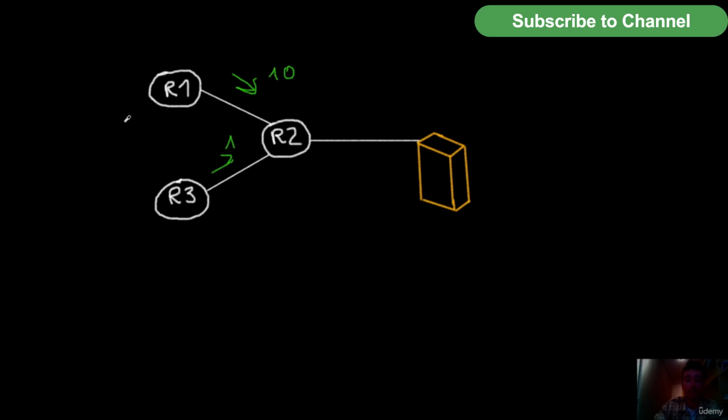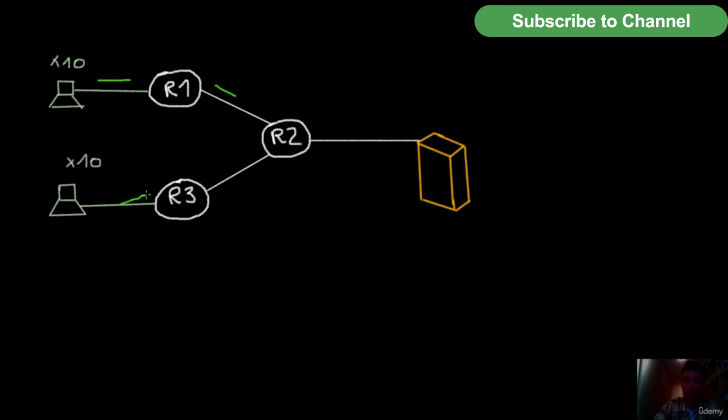Keep in mind that all of the PCs connected on the left to router R1 and R3 are sending data to this server. However, here we have a bottleneck. What is a bottleneck? In networking, a bottleneck refers to a point or component within a network where the flow of data is significantly restricted or limited. This happens when the capacity or performance of a particular network element becomes a limiting factor for the overall network speed or efficiency.